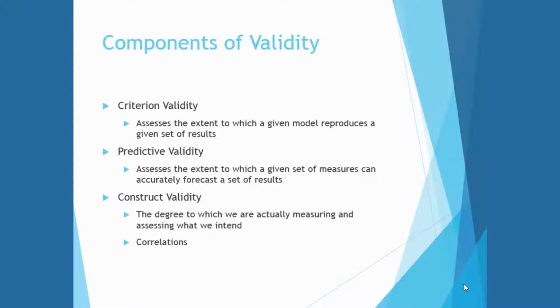So criterion validity basically assesses the extent to which a given model reproduces a given set of results. So again, it's very similar to what reliability would be, but our results are going to show the same thing over and over again. Predictive validity basically gives us an opportunity to forecast in the future based on what we know the results have been in the past. Where construct validity is the degree to which we are actually measuring and assessing what we intend. We use correlations here. How do we know that variable A affects variable B? Do two groups of data, are they actually related to each other?